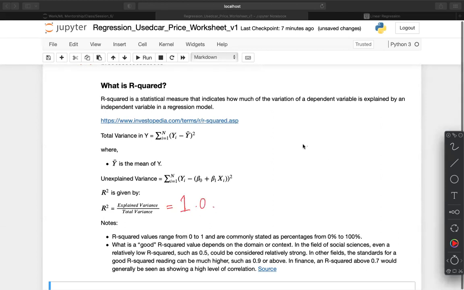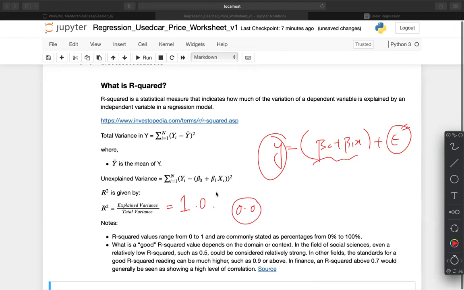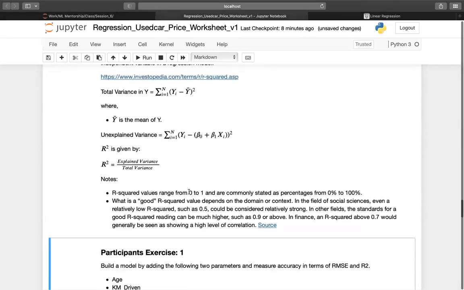But if I build a model, beta 0 plus beta 1 x plus error, whatever the y is, the model cannot explain everything, still the error is there, then of course it will be 0. So R square value ranges from 0 to 1 and is commonly stated as a percentage in terms of 0 to 100. Of course, you will not have a model which is 0 or 100, which are extreme cases. So what is a good R square value depends on the domain or context.